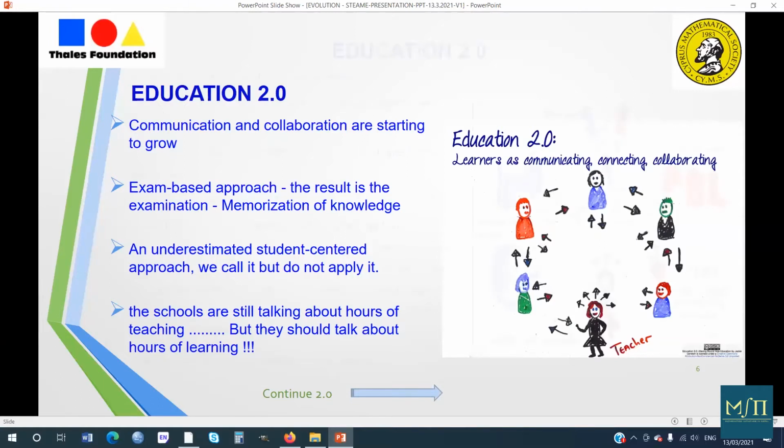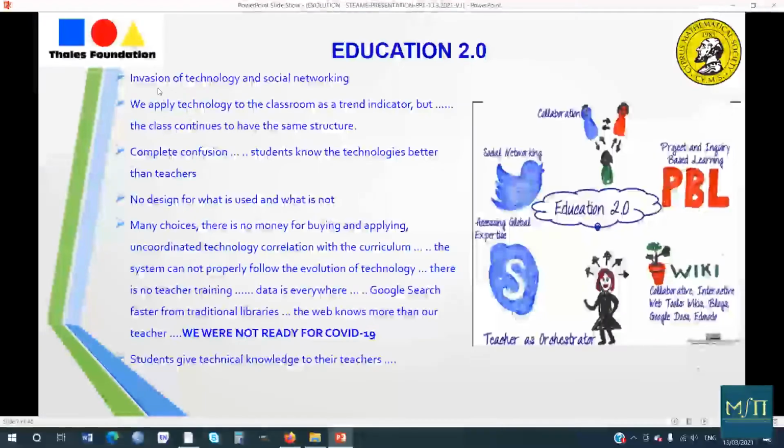Okay, let's go further. What else is in education 2.0? Invasion of technology and social networking. Of course, now we have technology in most countries and in most systems. They try to use it. We apply technology to the classroom as a trend indicator, but the class continues to have the same structure as we saw it 100 years ago. There is a complete confusion.